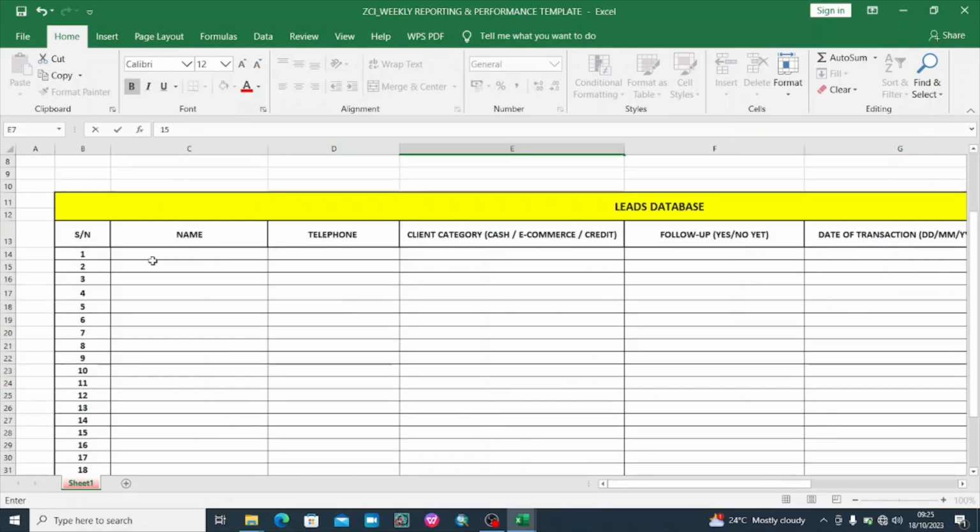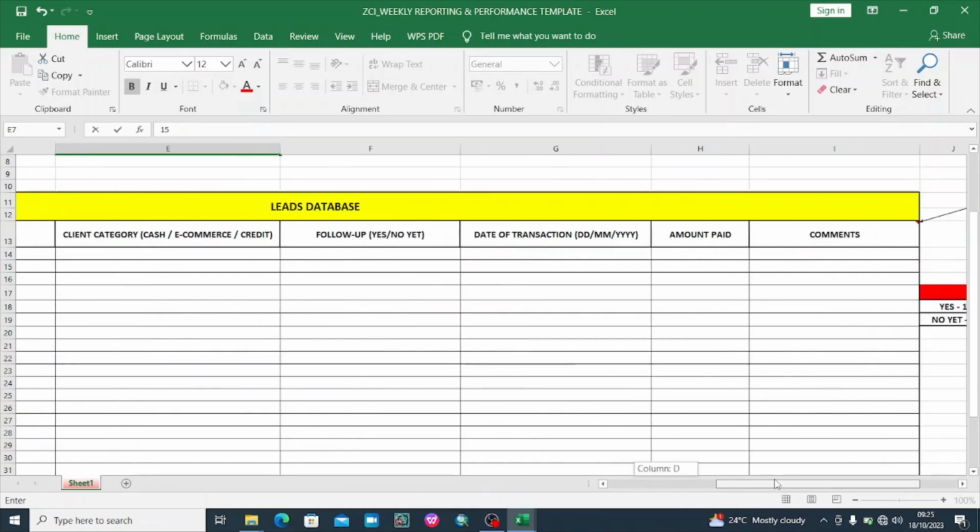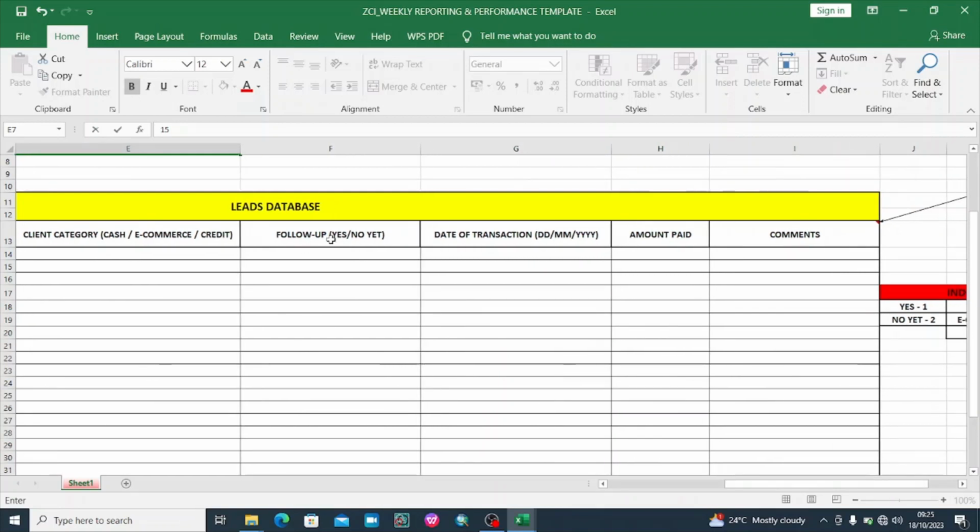So you have their name and telephone numbers. Now the client category, you can see cash client, e-commerce, credit client. Then follow up, yes or not yet. Then date of transaction, if that client has transacted with us. The clients that you call and follow up, you know is your client automatically. You brought that client in for business.